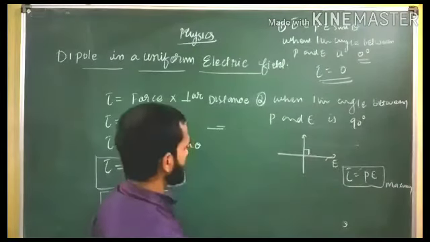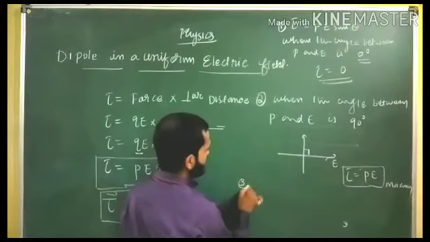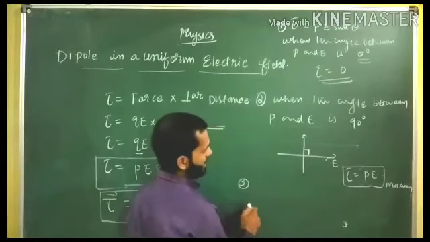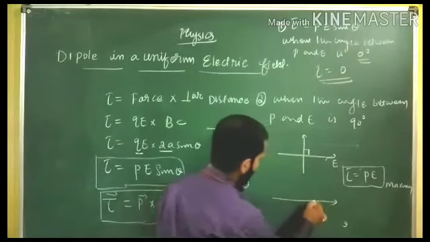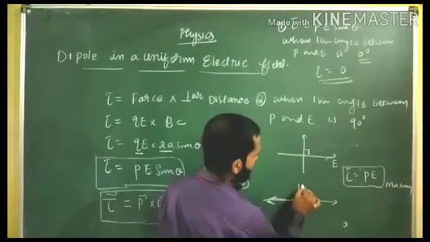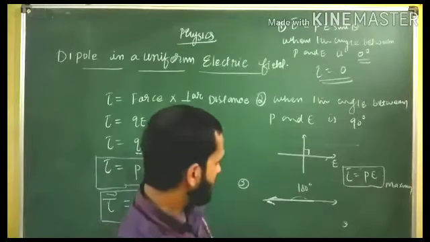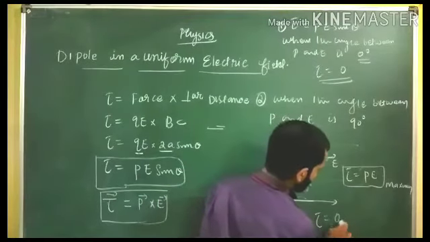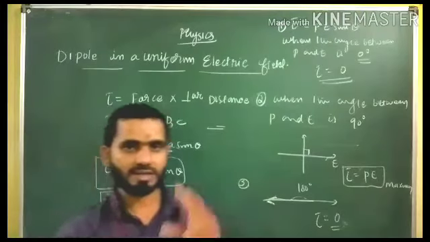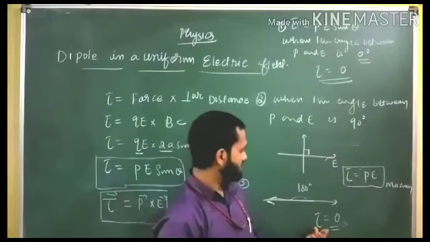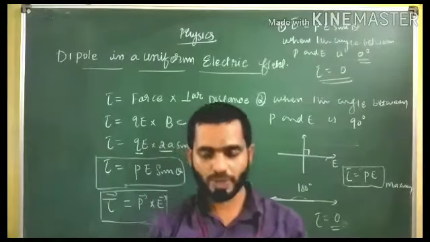Now the third case is coming. When the dipole is anti-parallel to the electric field, suppose this is the electric field and this is the dipole, the angle between them is 180 degree. In that case, what will be the result? Torque will be equal to PE sine 180, that is 0. So in two cases we are observing torque become 0. In the case of 180 degree, torque becomes 0, and in the case of 0 degree also, torque becomes 0.